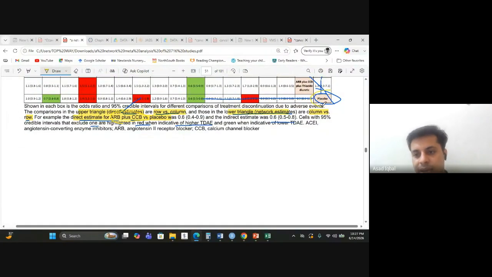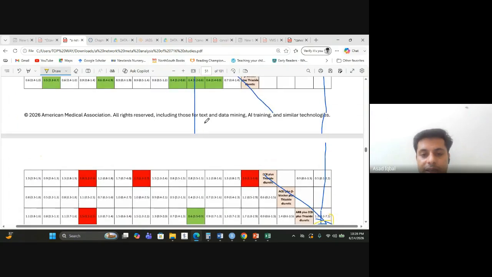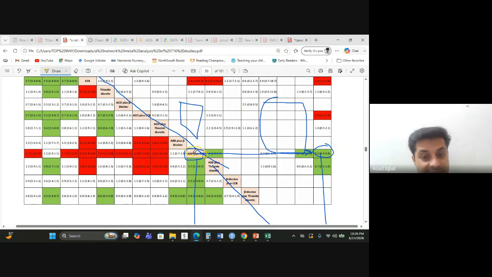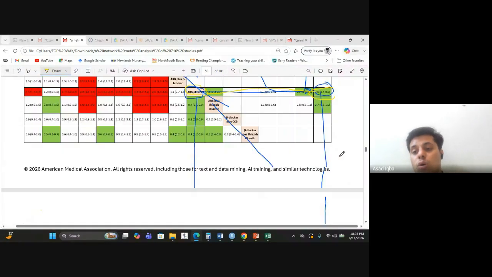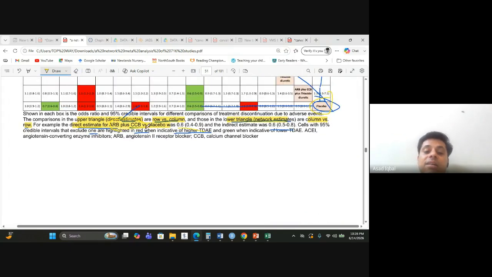And this is placebo. And now you are looking for the direct estimates. Where will you find the direct estimates? At the upper triangle. Okay, so at the upper triangle, this is ARB plus calcium channel blocker, and this is placebo. So actually these point estimates are for ARB plus calcium channel blocker versus placebo, and the direct estimates.